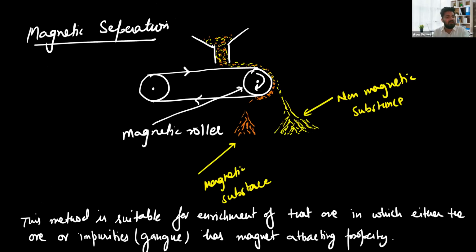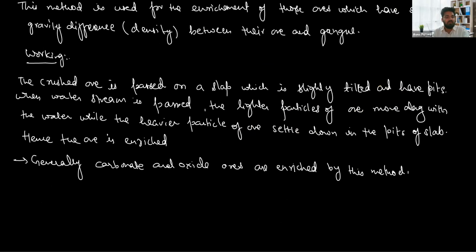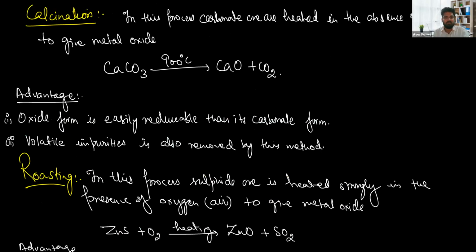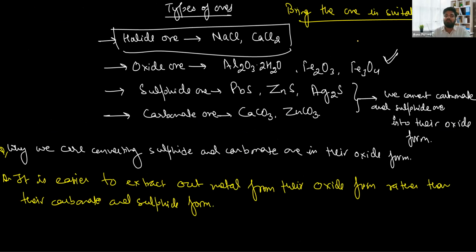Let me show you, please note it down. Why are we converting sulfide ores and carbonate ores into their oxide form? Write it down: it is easier to extract metal from the oxide form than from the carbonate and sulfide form.